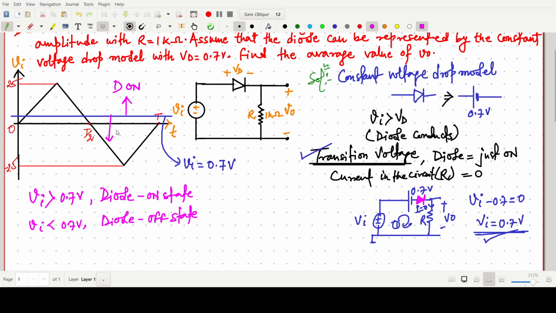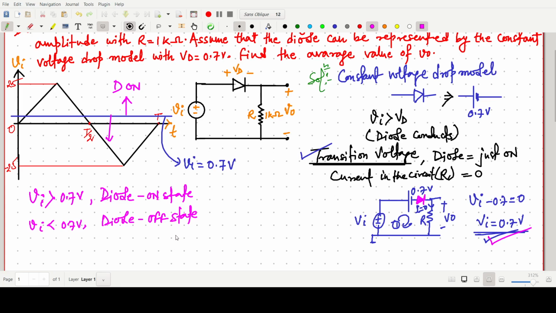Above Vi equals 0, the diode will be on; below the line, the diode will be off. But here we have to find this one. In my rectifier video, I have already solved a number of problems. So how to find this? Okay, now we have calculated.